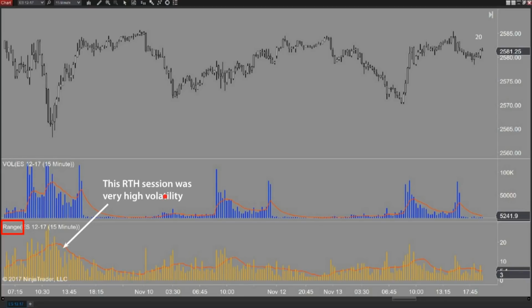All right, so here we're going to come back. We're going to look at range again, but this time what we're going to do is divide the volume by the range of the bar. What does that give us? That gives us volume per range.